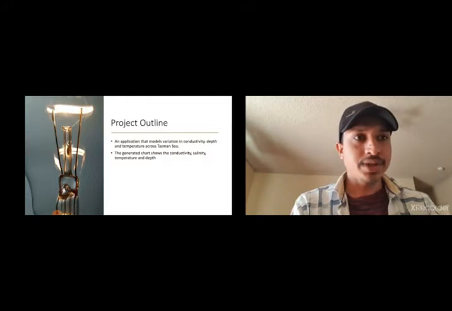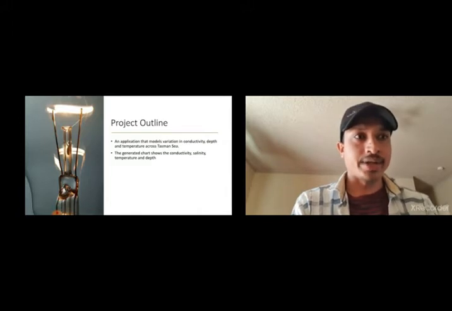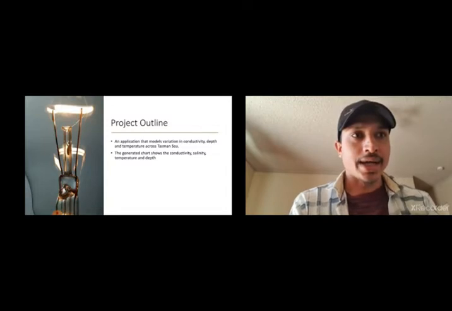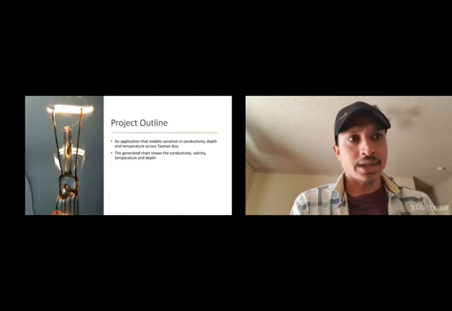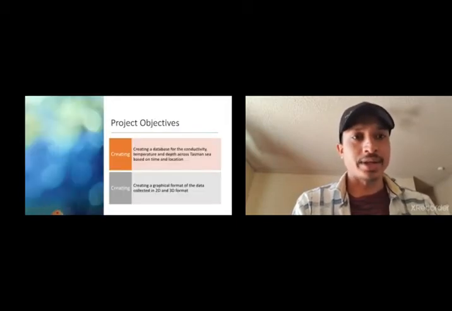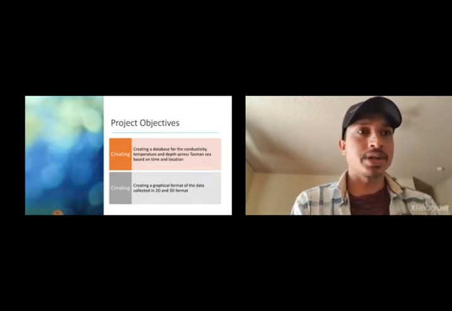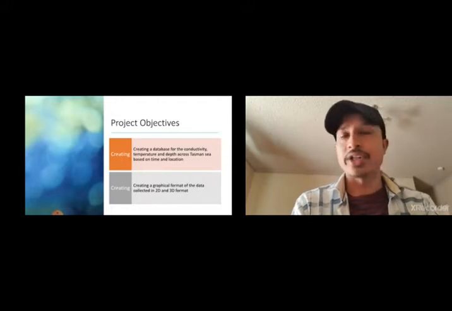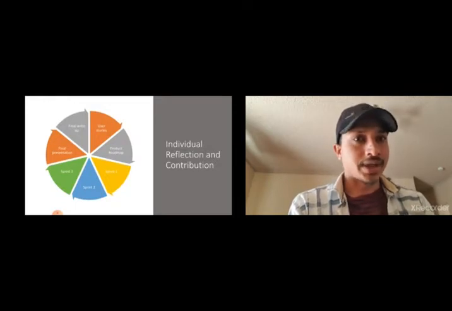And this is the project outline. In this project we have to make an application that models the variations in the conductivity, depth, and temperature across the Tasman Sea. We have to generate a chart that shows the conductivity, salinity, temperature and depth of the Tasman Sea. The objectives of the project are to create a database that models the conductivity, temperature, and depth of the Tasman Sea based on time and location, and also to create graphical 2D and 3D charts.